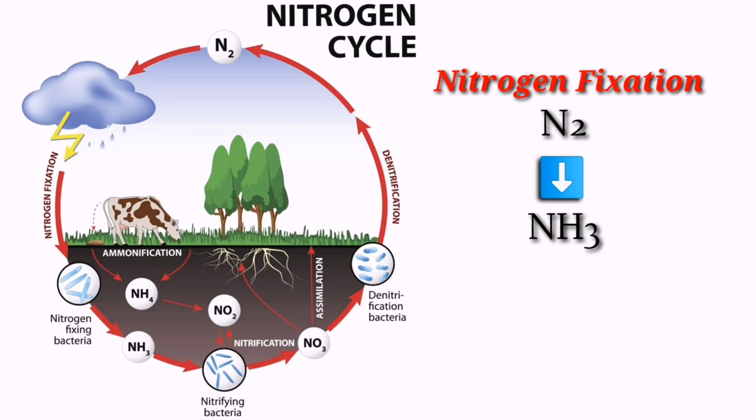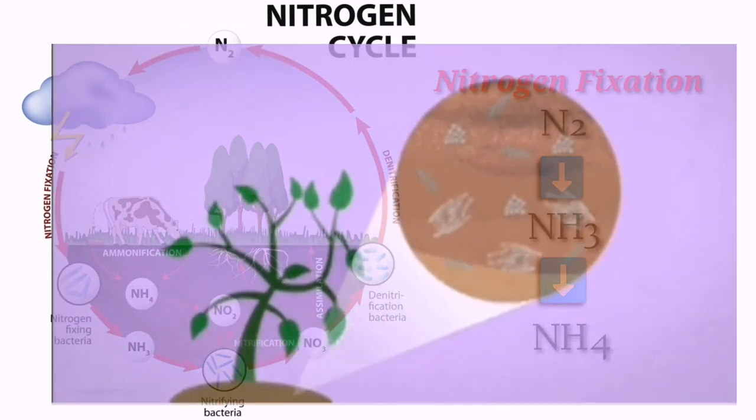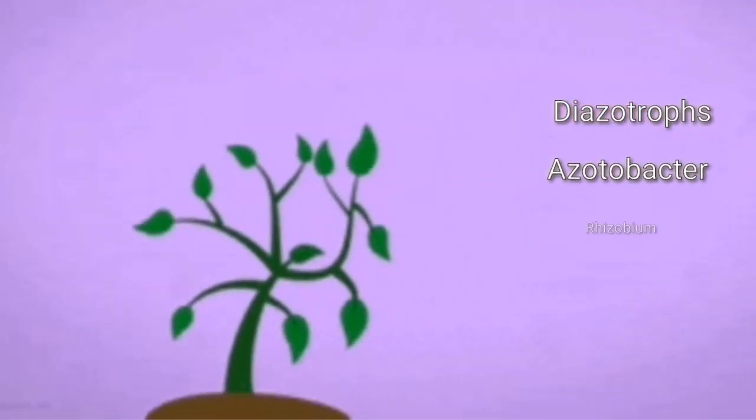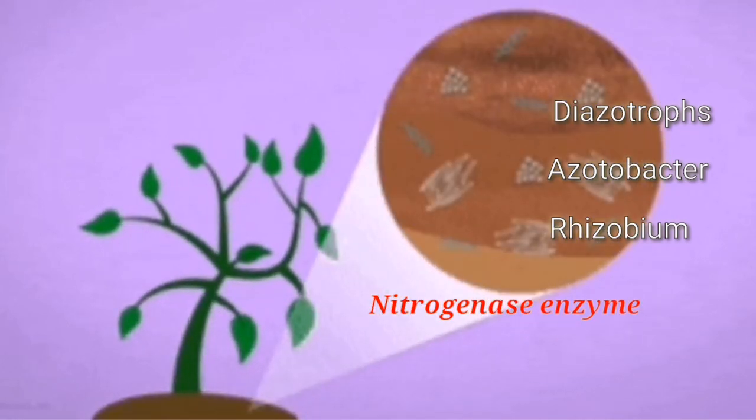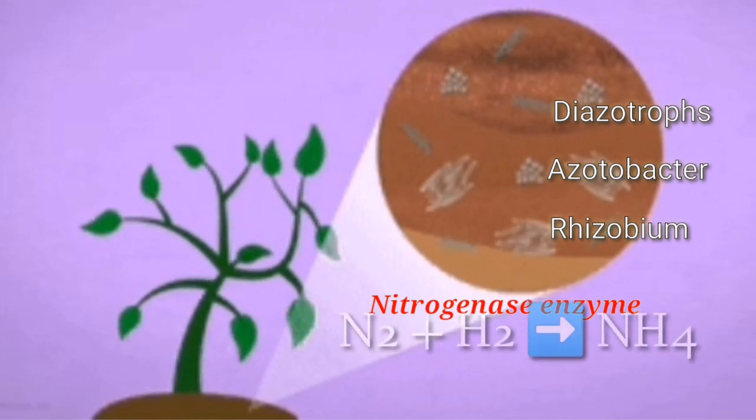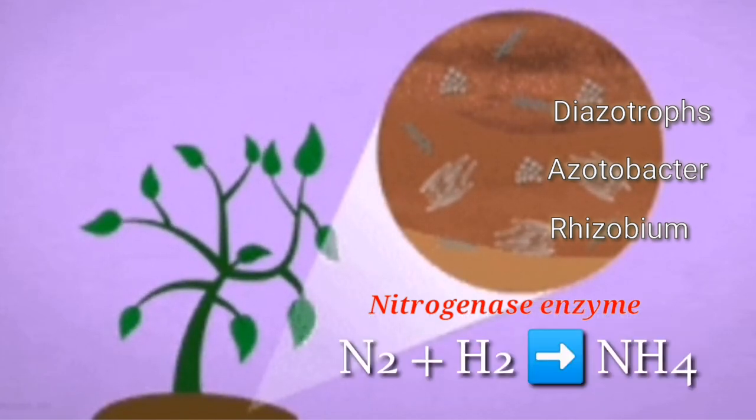Later, the nitrogen undergoes a set of changes in which the nitrogen atoms get separated and combine with hydrogen to form ammonia. The entire process of nitrogen fixation is completed by symbiotic bacteria, which are known as diazotrophs. Azotobacter and rhizobium also have a major role in this process. These bacteria contain a nitrogenase enzyme, which has the capability to combine gaseous nitrogen with hydrogen to form ammonia.